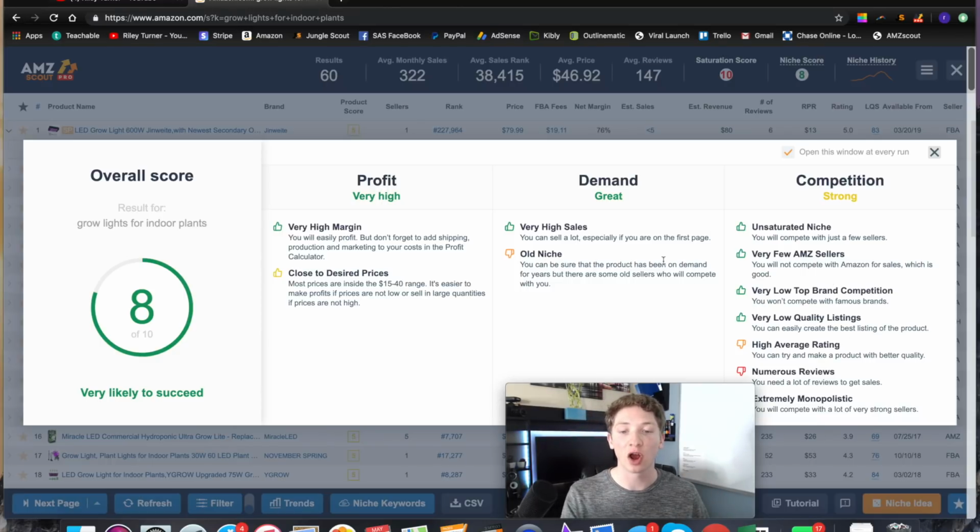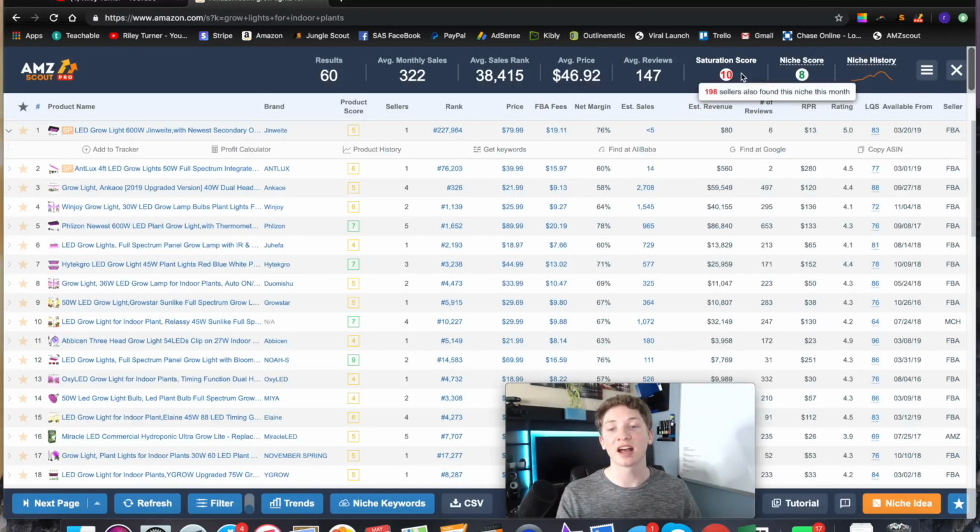And in these different columns, you can see all the different factors it's taking in. Now, the next thing is going to be the saturation score, and no one else is doing this as well. This tells you how many sellers have been looking into this product within the past month. So the lower the score, the better. The higher the score, that means a lot of sellers have been looking into this product a lot. And the reason this is probably a 10 is because it's on their niche idea right here.